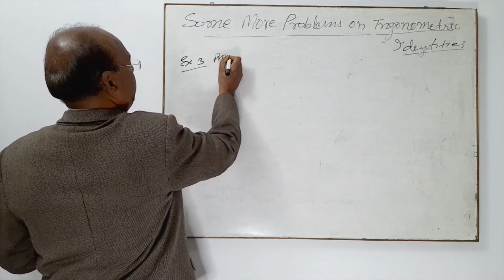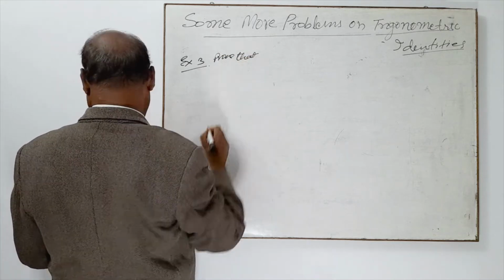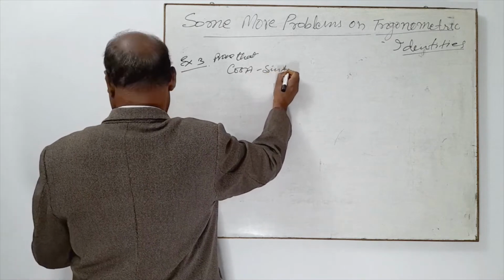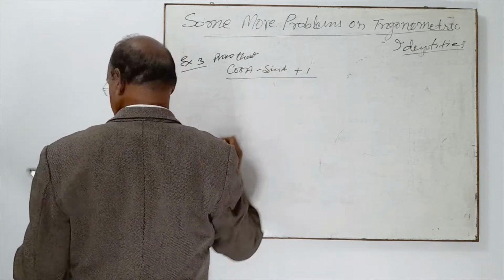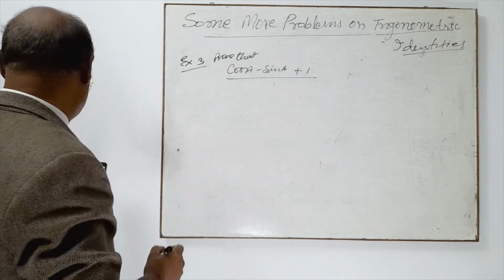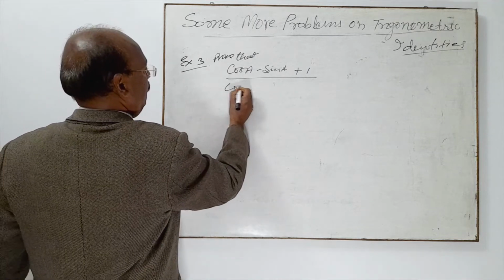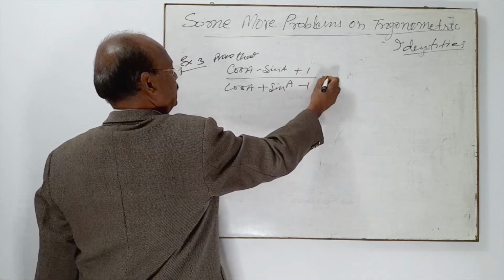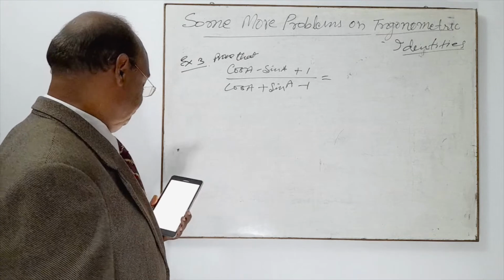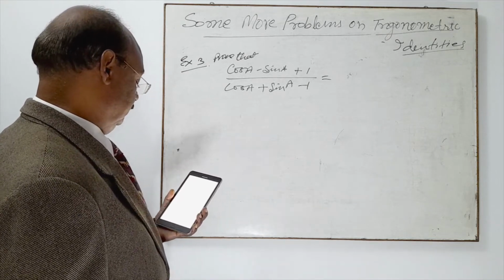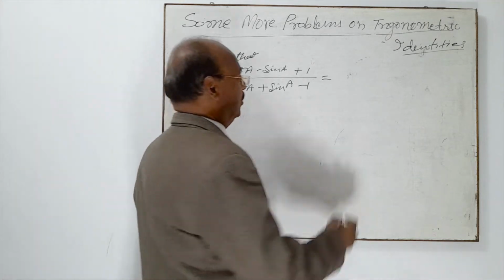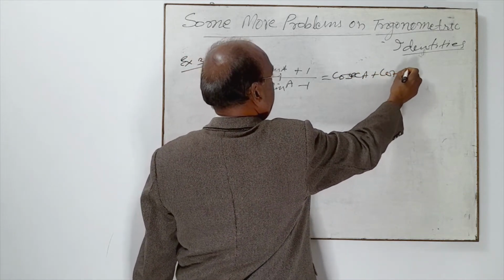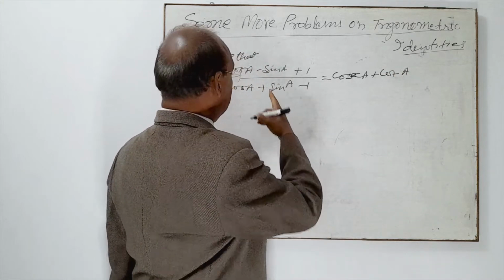We have to prove that cos A minus sin A plus 1 upon cos A plus sin A minus 1 is equal to cosec A plus cot A. This is equal to cosec A plus cot A. And we have to solve this question.